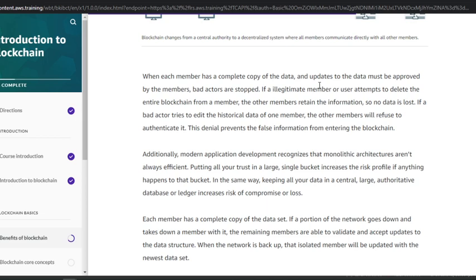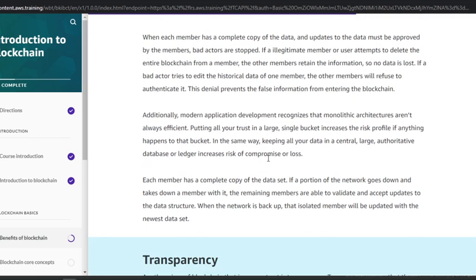If a legitimate member or user attempts to delete the entire blockchain from a member, the other members retain the information, so no data is lost. If a bad actor tries to edit the historical data of one member, the other members will refuse to authenticate it. This denial prevents the false information from entering the blockchain.